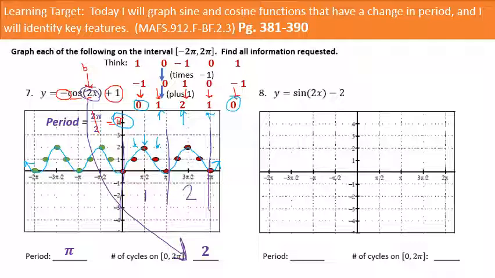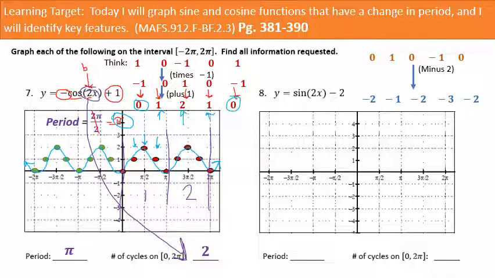All right, here we go, number 8. 8's a sine function, so we're thinking about 0, 1, 0, -1, 0. There's no amplitude change, so we're not going to deal with that. But there is a vertical shift. So let's subtract 2 from everything. Everything goes down by 2 units.